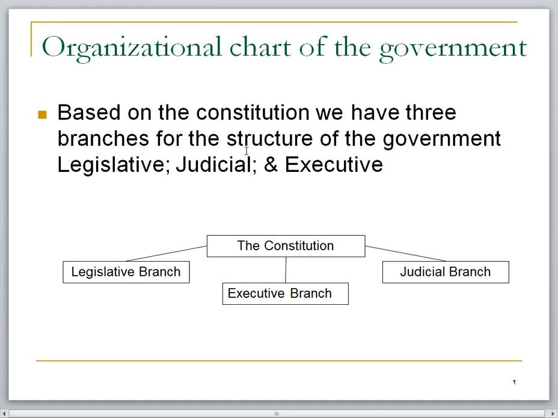Let's start with the classical branches of the structure of the government. Of course, you know, according to the Constitution, we have 3 branches in our state: legislative branch, executive branch, and judicial branch. Of course, in Arabic, we are talking about السلطة أو الفرع التشريعي والتنفيذي والقضائي. In our chapter, we will give details about each one.